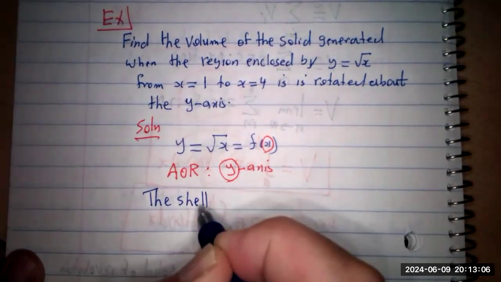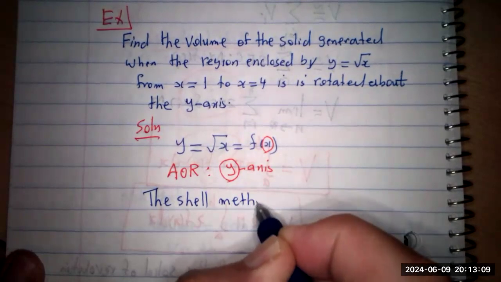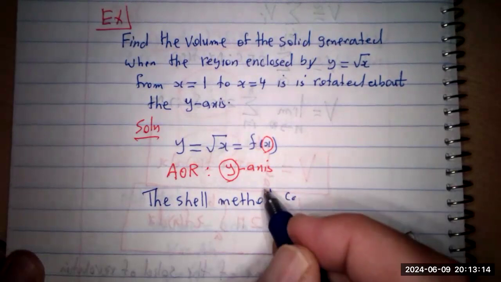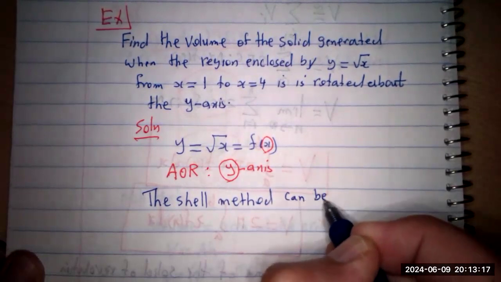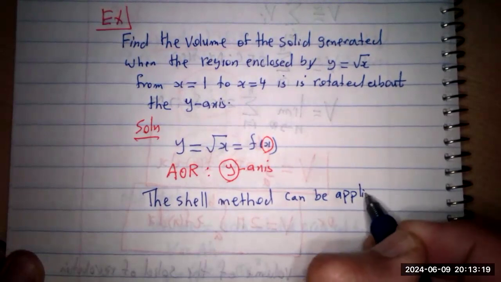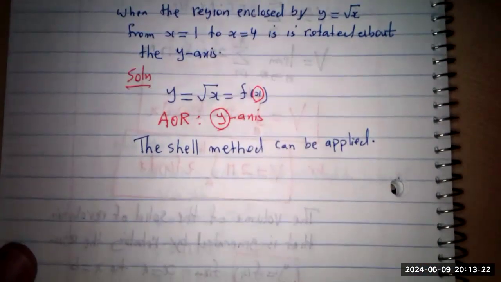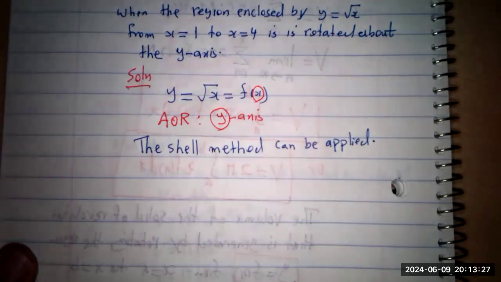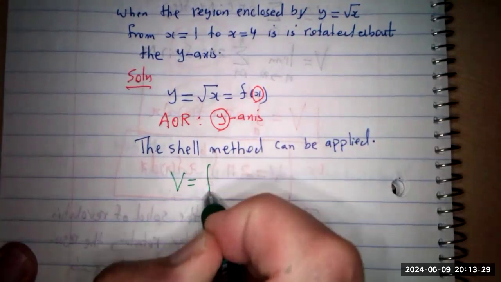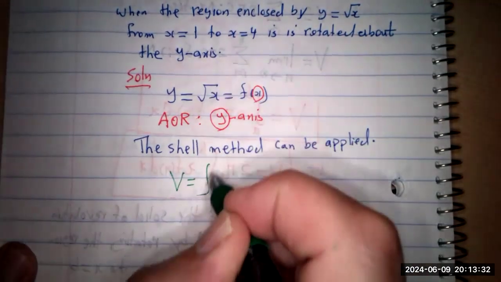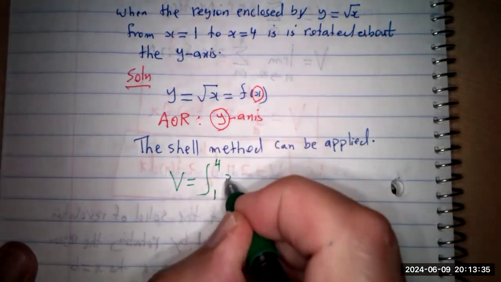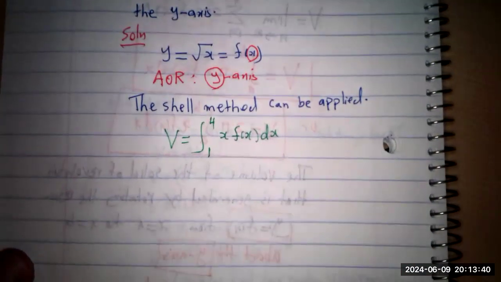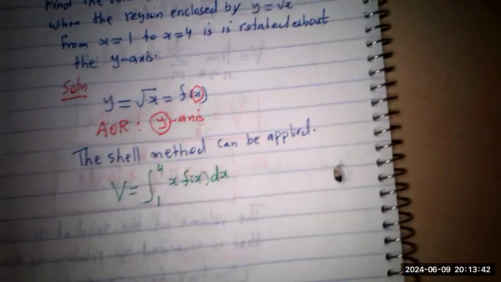should be applied, or can be applied. So there is the formula for the shell method. V is equal to the integral from 1 to 4. The function is f of x. We're going to have x f of x dx. That's it. You don't have to graph it, but if you want to, you can.